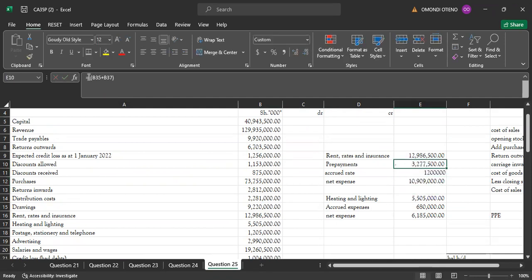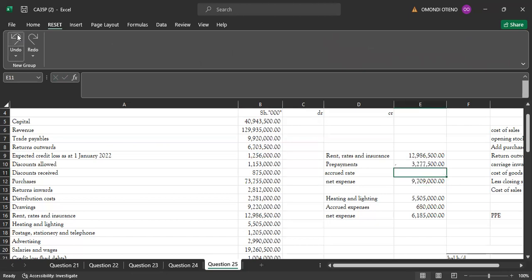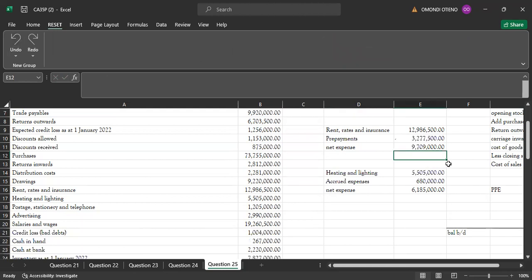So prepayment, we subtract. You can say I have a negative here. Accrual, we add. We could have added it, but because you are not having it there, what have we done? We take the summation of the prepayments, we subtract, and accruals, we add. So this one here is what we take to our statement of comprehensive income under heating and lighting expenses. And this one here is what we take to our statement of comprehensive income as rent, rates, and insurance expense. That is what we need to get there.